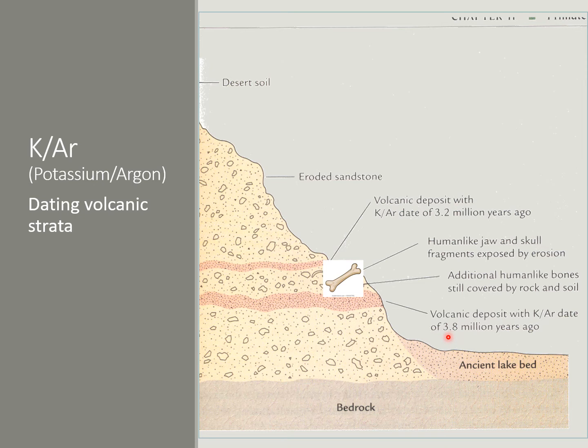And because of the law of superposition, we know this fossil is younger than 3.8 million years ago. And we have a volcanic strata overlying the fossil, which is dated 3.2 million years ago. And because of the law of superposition, we know this fossil is older than 3.2 million years ago. So because this fossil is bracketed by these two tuffs, or sorry, volcanic ashes, we know it's between 3.8 and 3.2 million years ago.